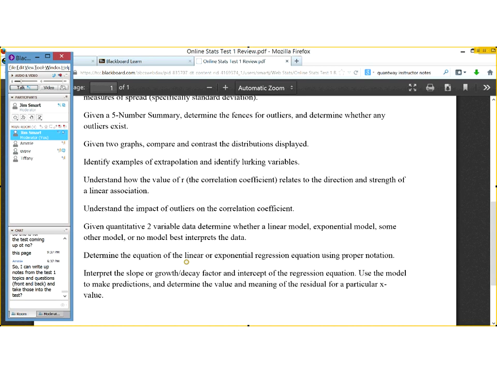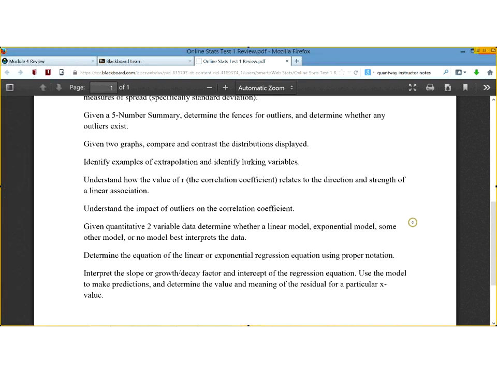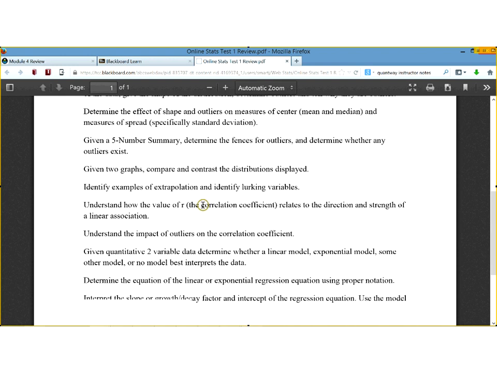So I can write up notes for test 1, topics and questions, front and back. Take those. Sure, absolutely. You can write up. I don't place any restrictions on what you put on the note sheet. Whatever you want can go on that note sheet. So you might want to write something.